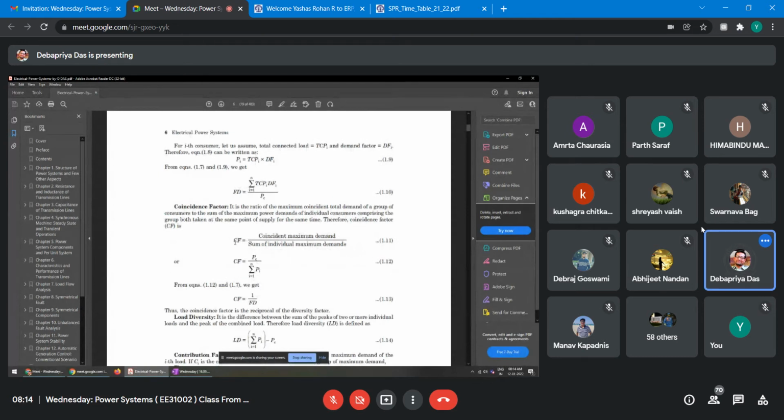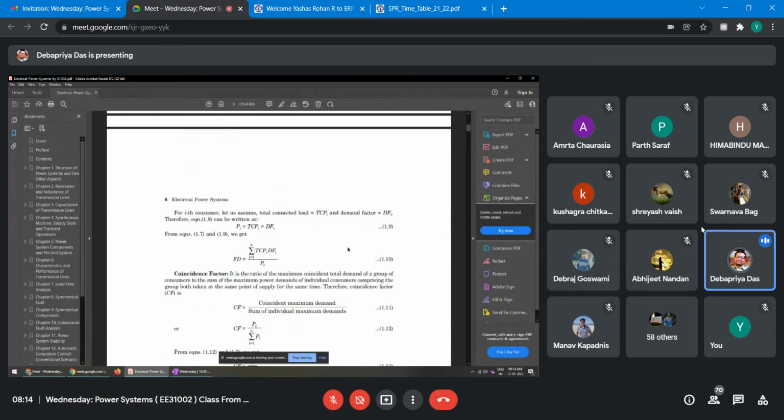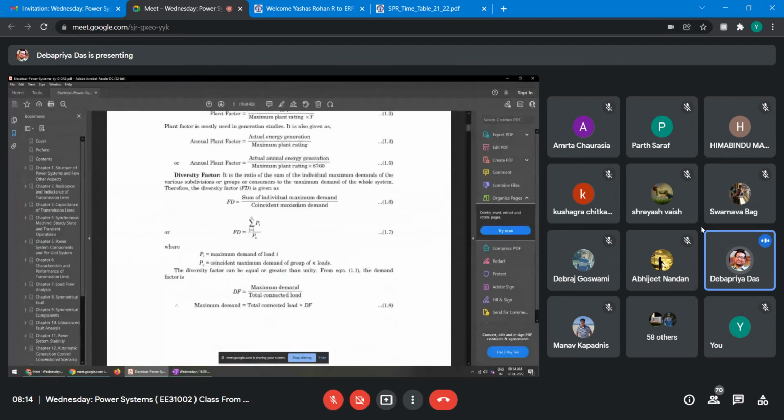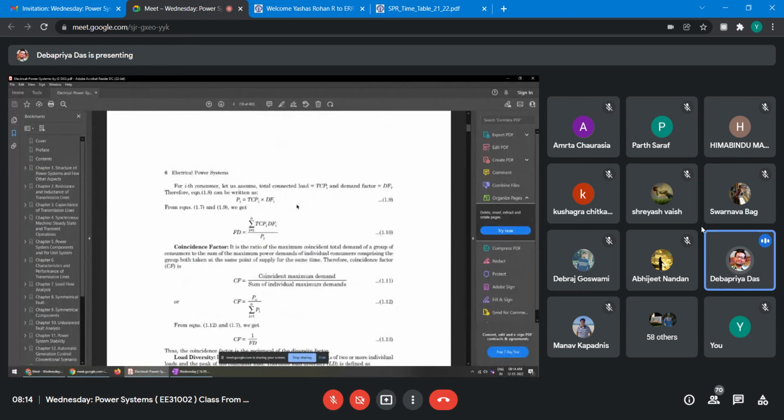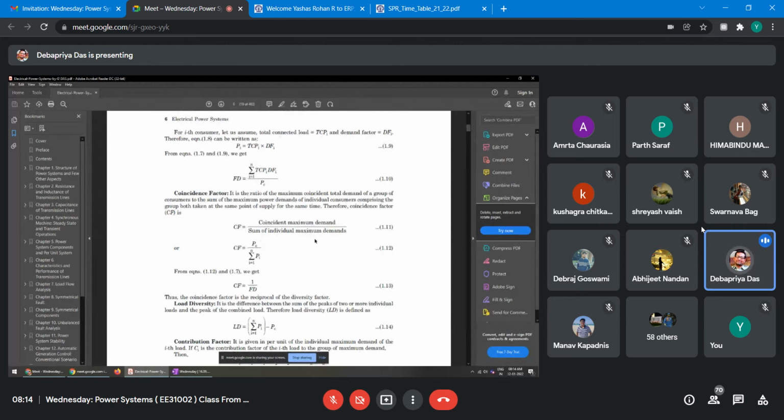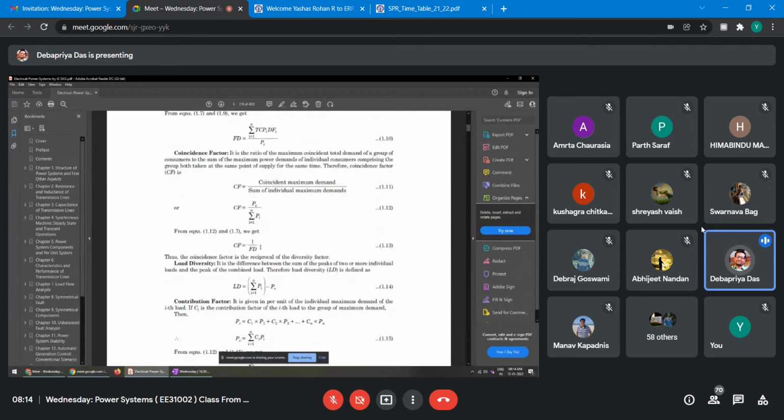Coincident factor is actually the reciprocal of your diversity factor. CF is equal to coincident maximum demand by sum of individual maximum demands. It is just the reciprocal of equation 1.6, right? So this way you define the coincidence factor, that is CF is equal to Pc upon sigma i equal to 1 to n Pi. Therefore, coincident factor is the reciprocal of the diversity factor. CF is equal to 1 upon FD, right? So these are very simple.